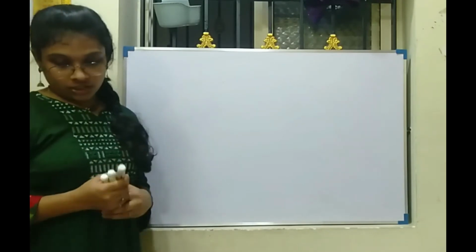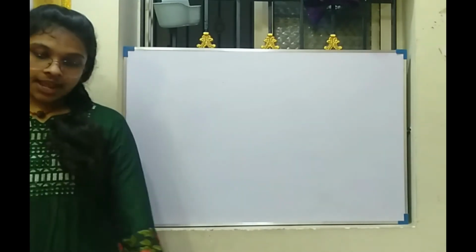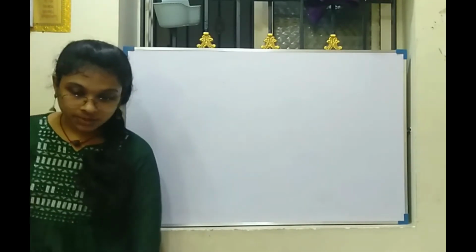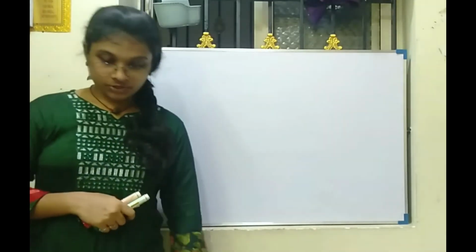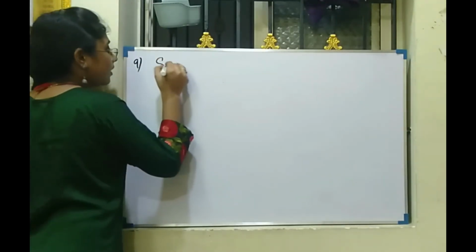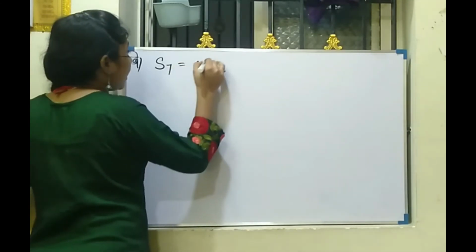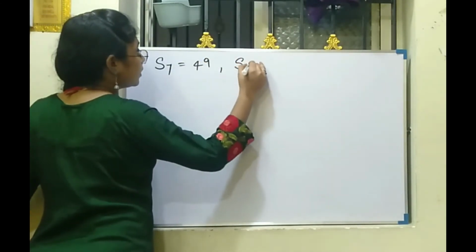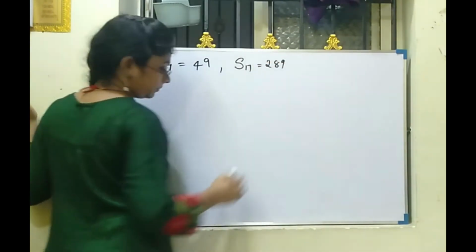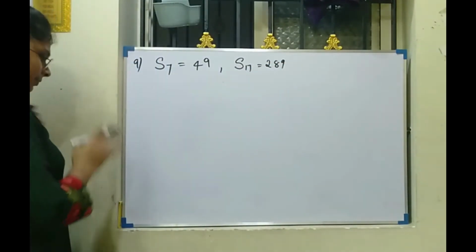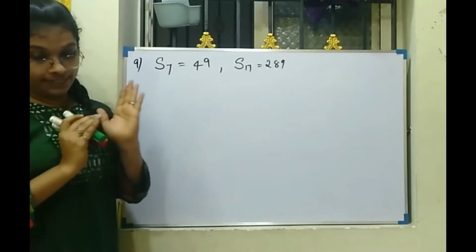The ninth question is, if the sum of first 7 terms of an AP is 49 and that of 17 terms is 289, find the sum of the first n terms. Given data are sum of first 7 terms is 49 and S17, that is sum of first 17 terms, will be 289, right? Okay, we have to find the sum of n terms.